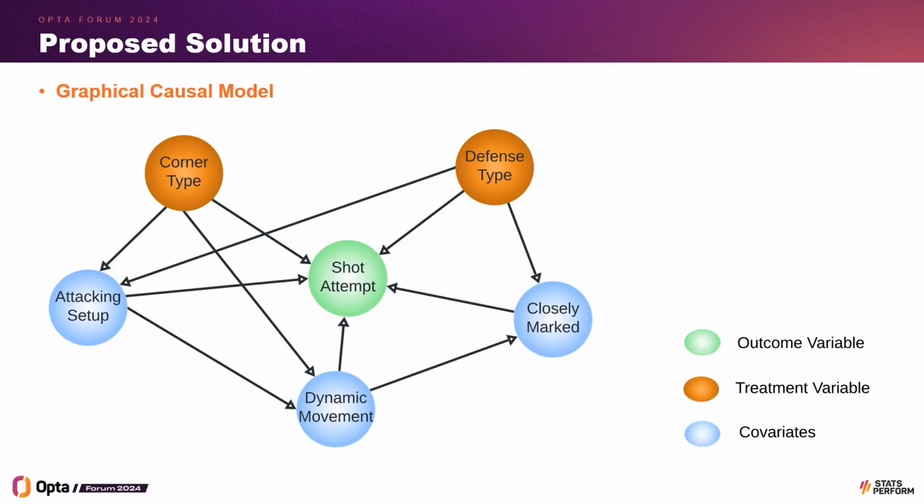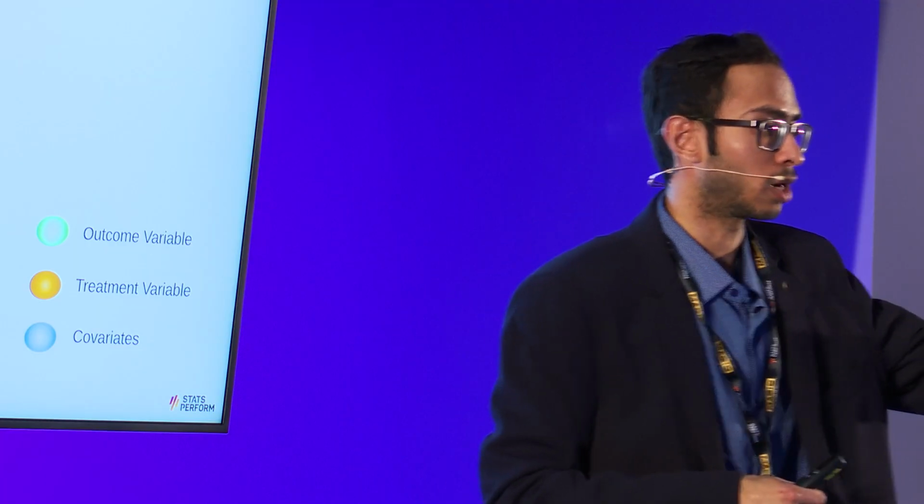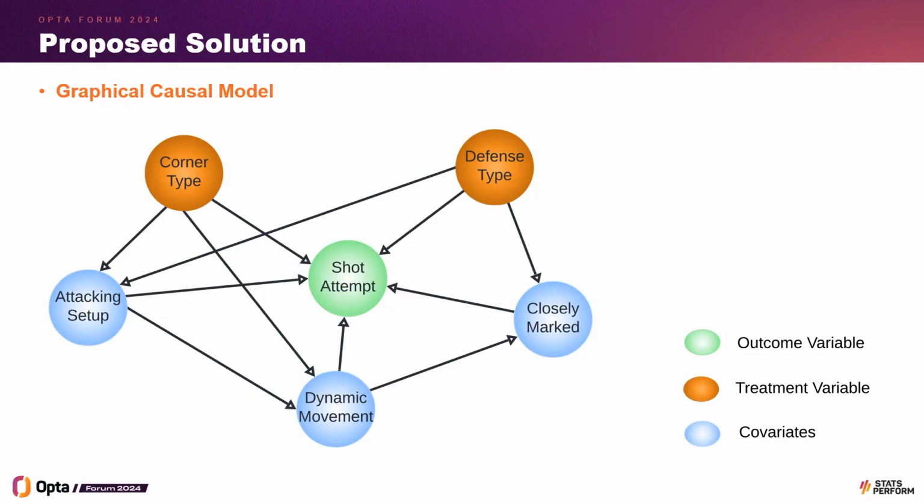The attacking setup that the attacking team chooses and the corner type that is expected to come in impacts whether the attacking team needs to make a dynamic movement to get to the ball location or not, or whether they are expecting the ball to come to the same place where they were situated at the time of the corner kick being taken. The dynamic movement of the attacking players and the type of defense that they come up against then impacts whether the defense was able to closely mark the attackers for that particular corner or not. So this is the assumption that's made here.